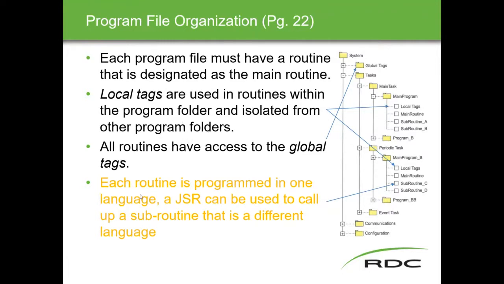Okay, each routine is programmed in one language. A jump to subroutine can be used to call up a subroutine that is in a different language. So we're talking about mixed language programming here and the structure of it and what it looks like. And this is kind of what it looks like here. So I'll have a main program, then I'll have other routines. So I have a main routine and I may call a subroutine. Subroutine C could be a structured text subroutine. Subroutine D could be a sequential function chart program, but they're all initiated within the main program with a jump to subroutine call, and it'll call up the relevant subroutine of the language that we're looking for.